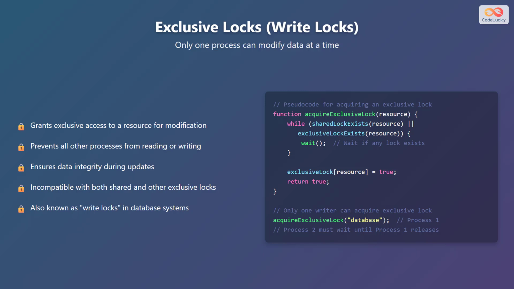These locks are incompatible with both shared and other exclusive locks, meaning that no other process can read or write while an exclusive lock is held. In database systems, exclusive locks are also known as write locks, as they are primarily used for write operations.